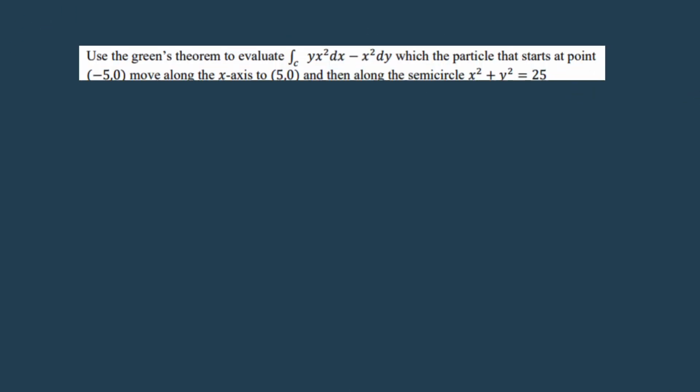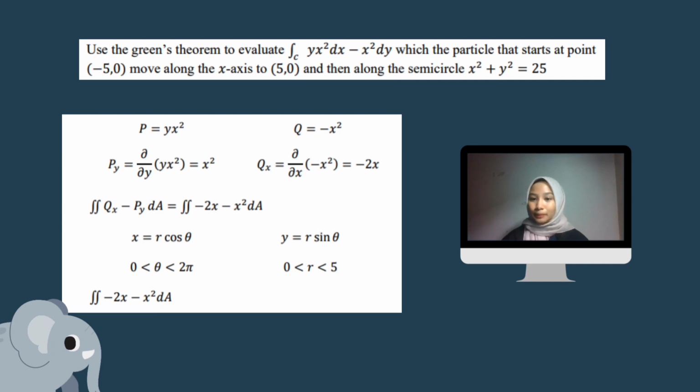Question 1. For question number 1, we are going to use Green's theorem to evaluate the integral where a particle starts at point -5, 0, moves along the x-axis to 5, 0, and then along the semicircle x squared plus y squared equal to 25. First, we need to identify P and Q. So P will be yx squared and Q will be negative x squared. And then we need to find the curl.